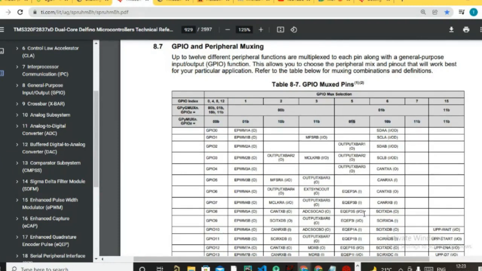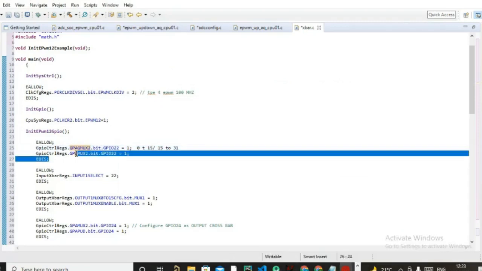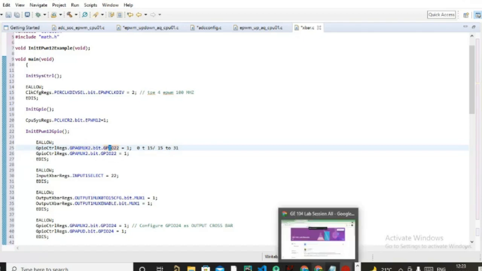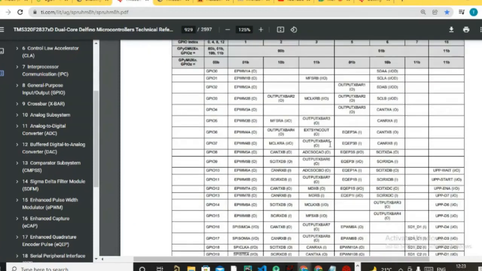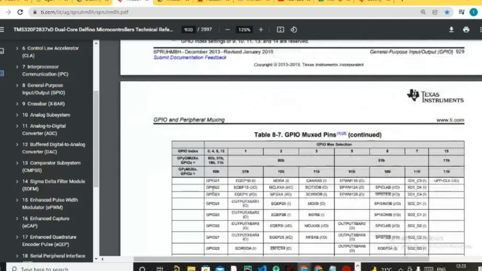Okay, from here you can see I'm selecting normal mux and Gmux to be 1 for GPIO 22. What does that mean? It means that for pin number GPIO 22, which is this, I'm selecting this pin 01 and 01. It means I'm selecting EPWM 12A.